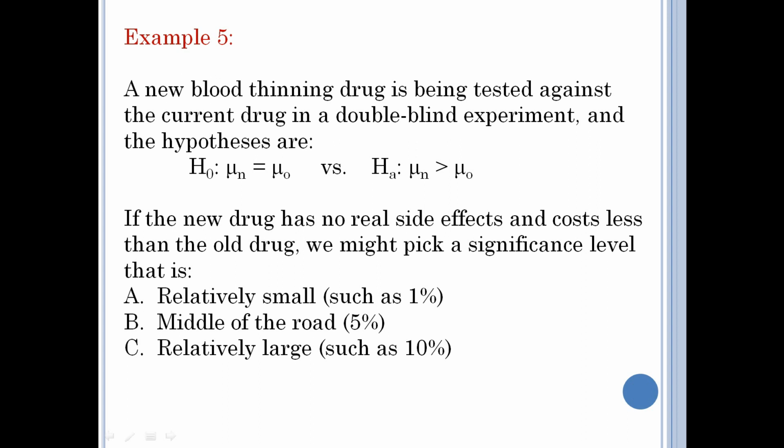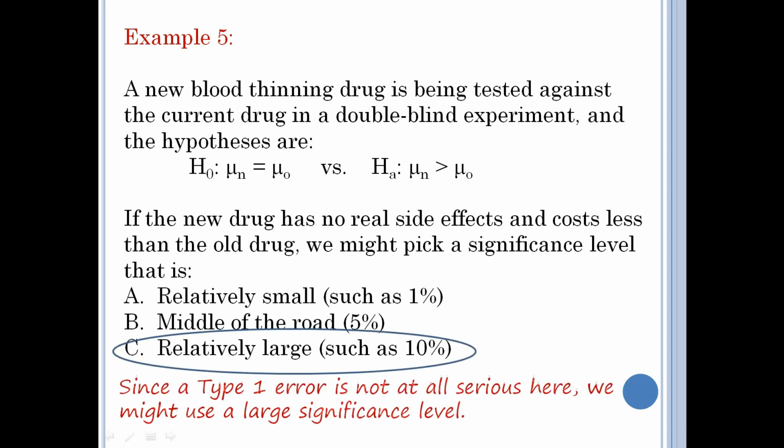This time we don't have serious side effects, so we don't have type 1 error. We don't have to use the small alpha. It costs less, so I really want to use this test. I want to make it so easy to reject the null. And if I want to do that, I should use alpha so big to make rejecting the null easy. And in this case, alpha would be 10%.